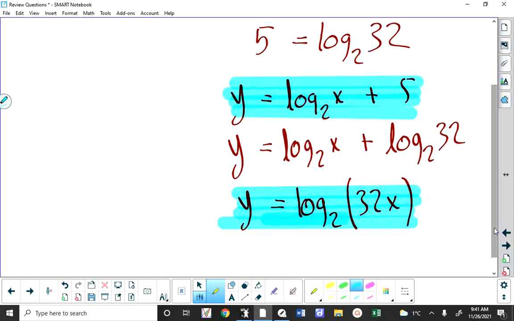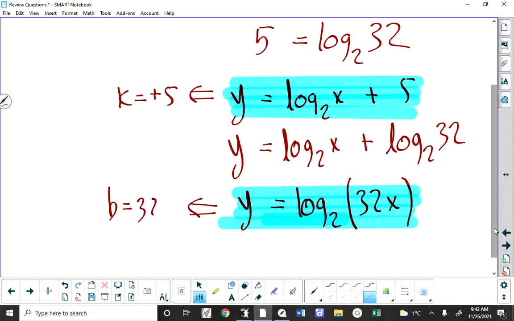When you look at the function highlighted in blue at the top, you see k equals 5. And when you see the function highlighted at the bottom, you see b equals 32, which means it's horizontally stretched by a factor of 1/32, the reciprocal of b.